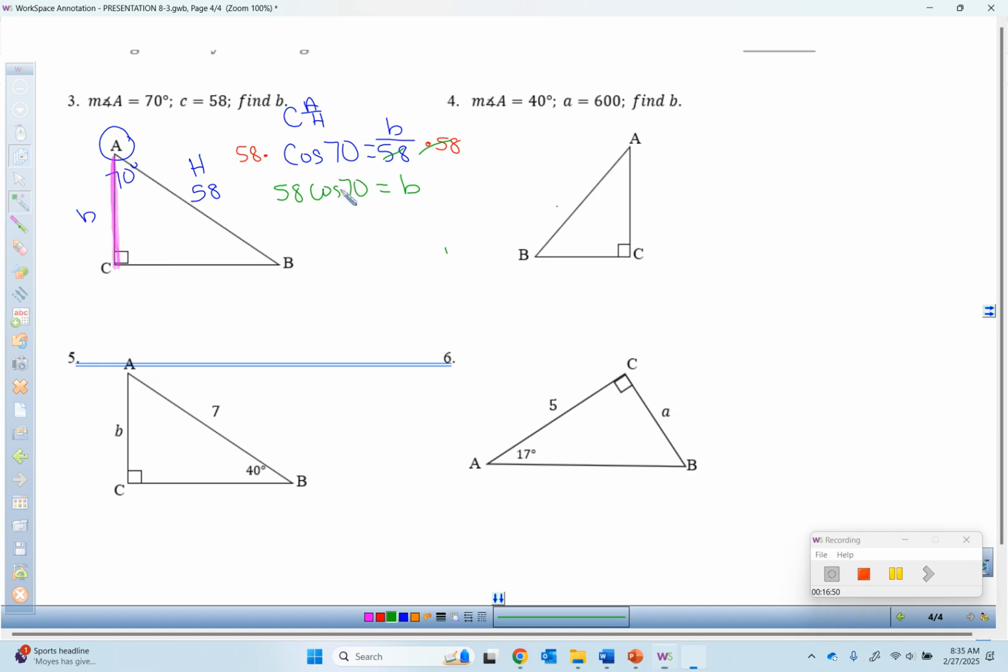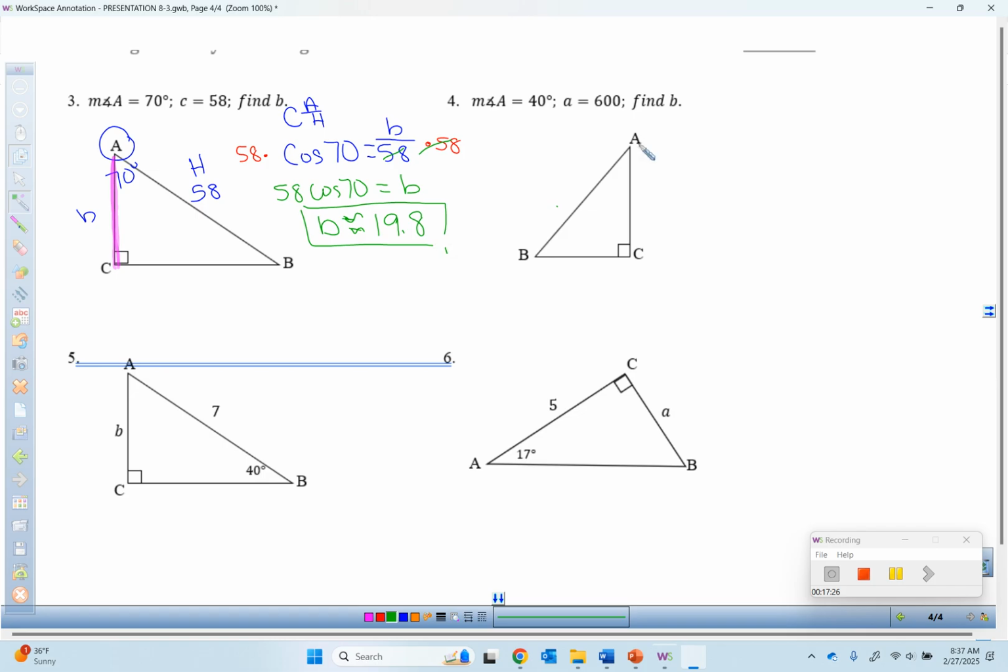So here it is. If you put 58 cosine 70 in your calculator, you should get it. So let's see here, 58. Okay, so we have this, and 19.8 is B. Okay, so let's go to number 4.